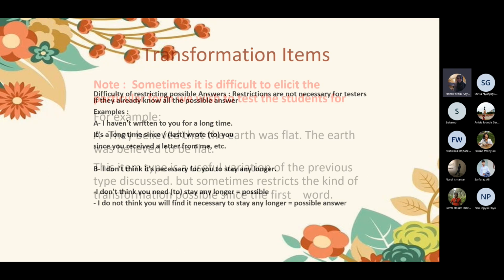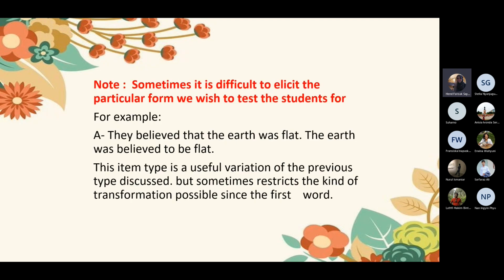Note, sometimes it's really difficult to elicit the particular form we wish to test the students for. As in the last examples given, they could have different possible answers, not just one answer. So the students may be confused. If we need to give the students questions that are clear cut, so they don't get confused, we have to give them examples where the answer could probably be one, not many answers.